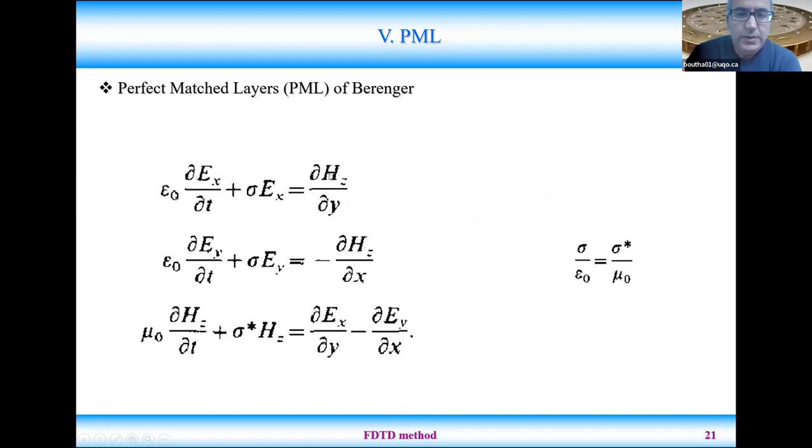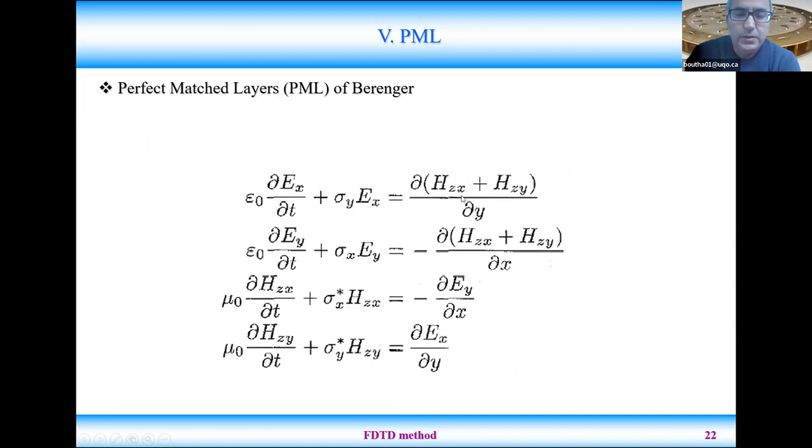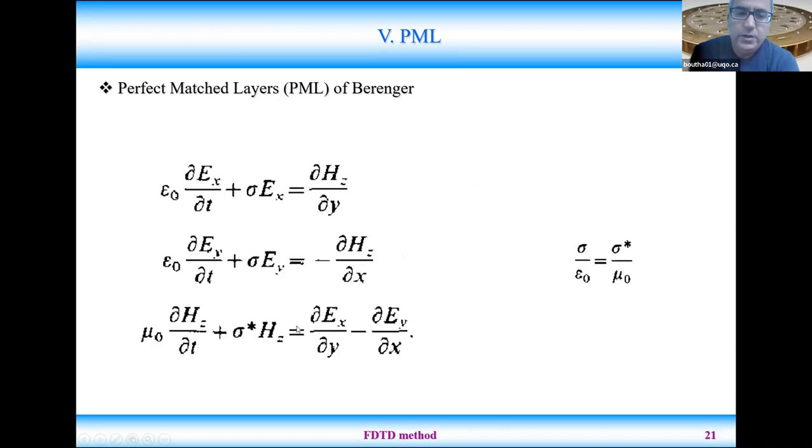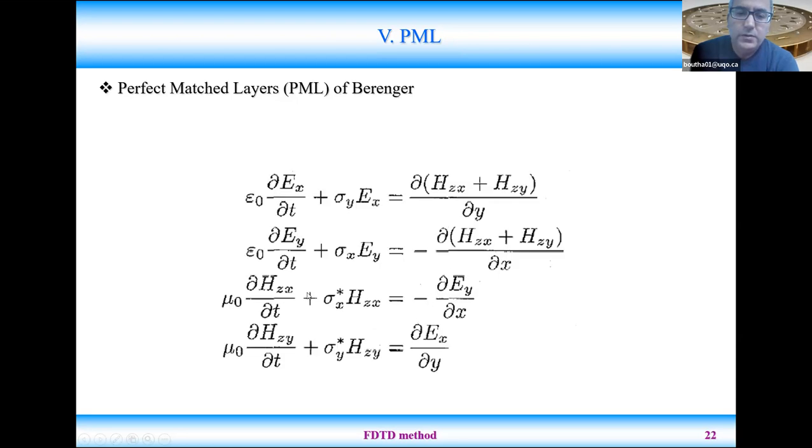Here also, what we do is we split HZ in two parts. So HZ becomes HZX plus HZY. And here, instead of having one equation, we have two. We split in two. So the one with X is this one. The other one with Y is this one. So here we have HZX. And here we have EY. Because we do the derivation with X, we keep this one, we call this one HZX. And here we have delta Y. So that's HZY. And the conductivity also we divide in two: sigma Y and sigma X, and sigma X star and sigma Y star.